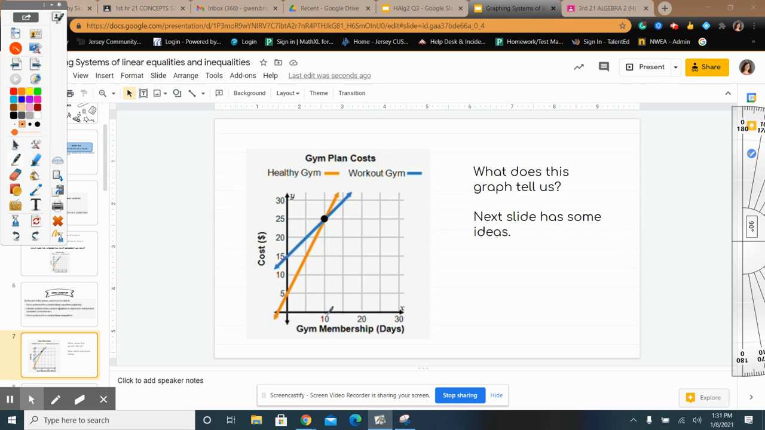less. So basically, it cuts the graph into two regions, before they are equal and after they are equal. And this actually goes on forever. So before the break-even point, as I call it a lot of times, it was better to go to the orange gym because it'd be cheaper.